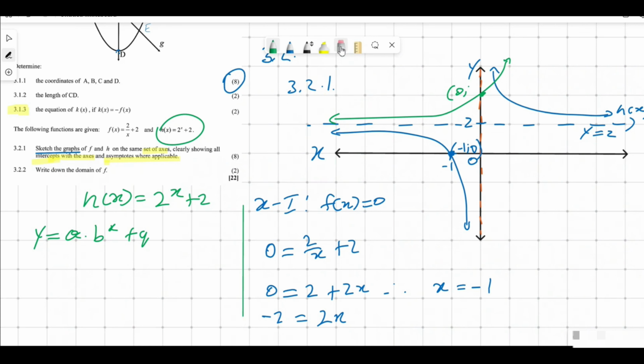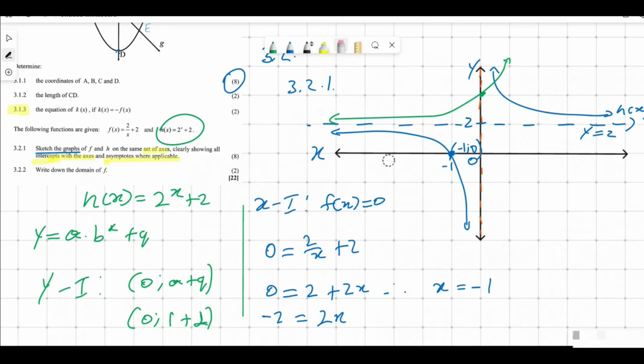2? Okay. Remember, we said our y-intercept in grade 10 for an exponential graph is as follows: 0 and a plus q. So the value of a plus q. So remember we said the value of a is what? It's 1. What is the value of q? 2. So what are the coordinates here? 0 and what? 3.